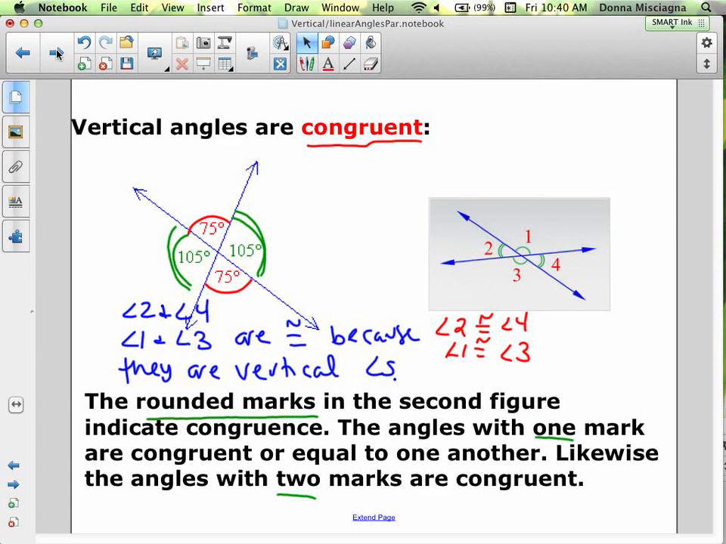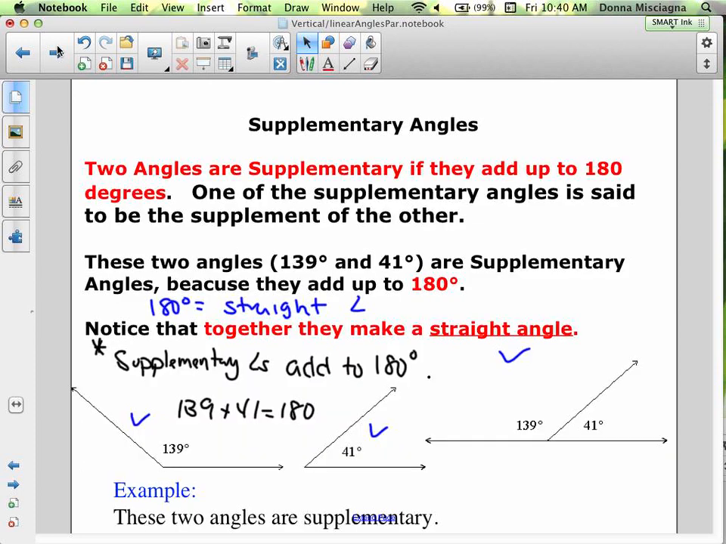Right? So we've learned now about adjacent angles and vertical angles. We're actually going to learn about 2 more kinds of angles. And coming up is our next type of angle we're going to learn about, and that is supplementary angles.